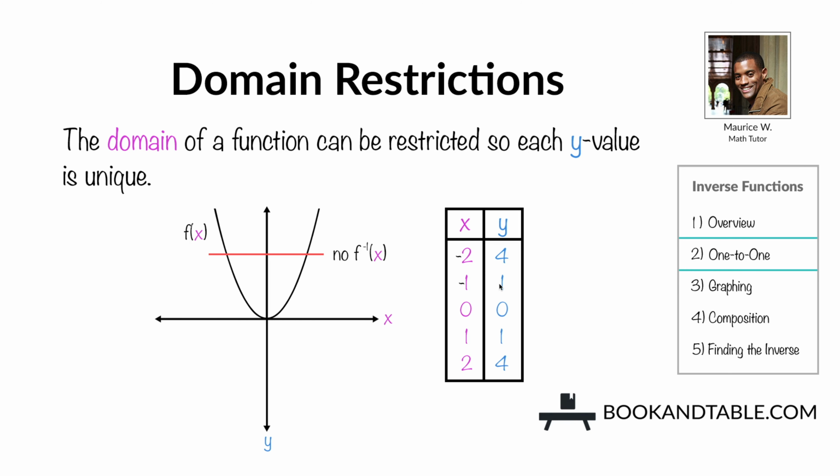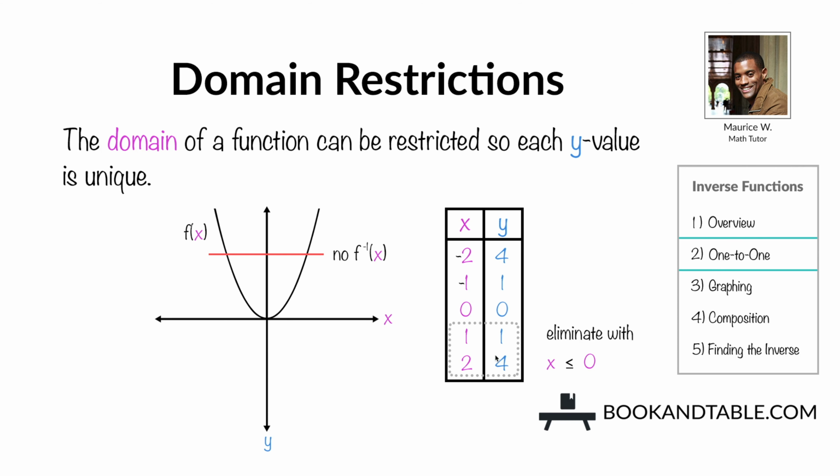So if we look at the points for f of x, we see that the y values are not unique. We have positive 4 for two different inputs, positive 1 for two different inputs. But here at 0, this is where our line of symmetry is. So if we were to eliminate the points that were smaller than 0, and we restrict the domain to x is greater than or equal to 0, then we would have unique y values of 0, 1, and 4.